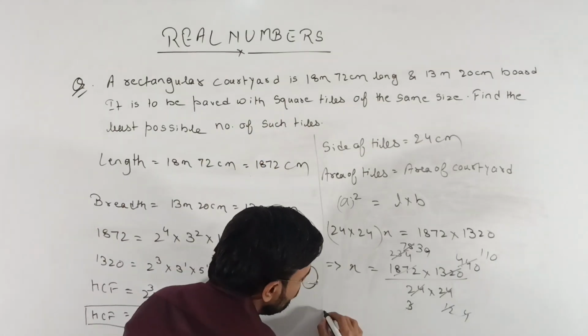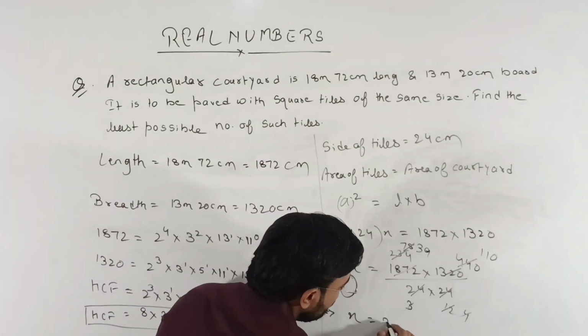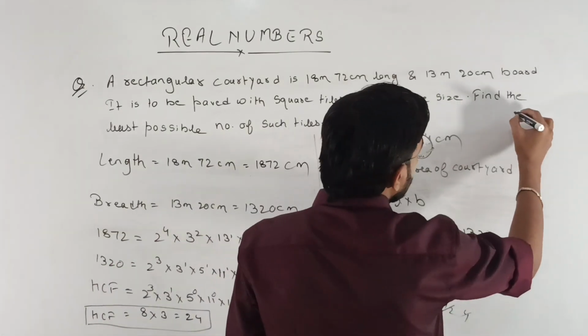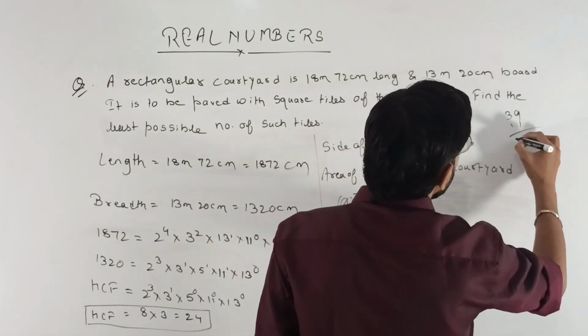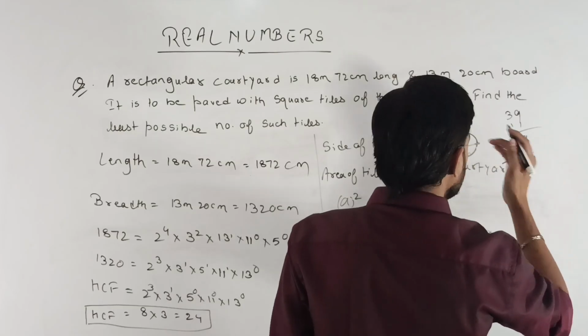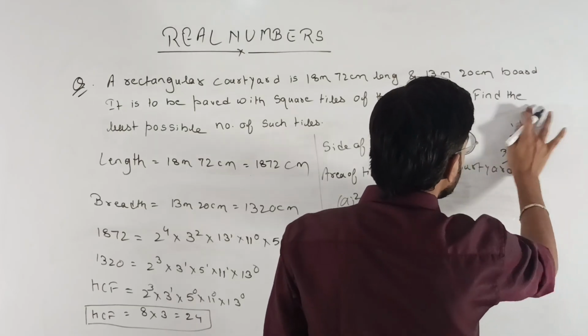Then we have x is equal to 39 into 110. Now multiply 39 and 11. This is 429.